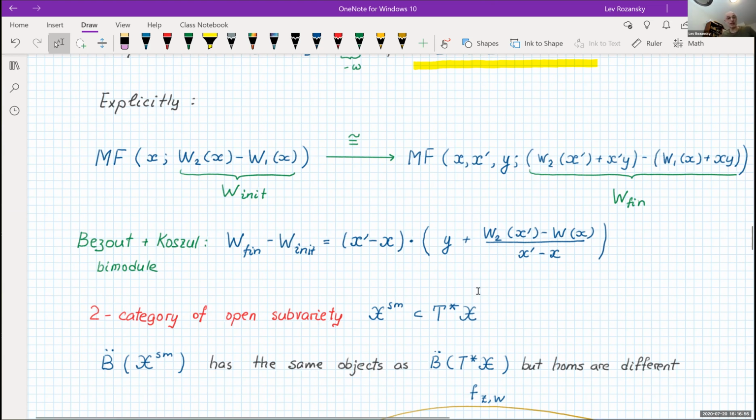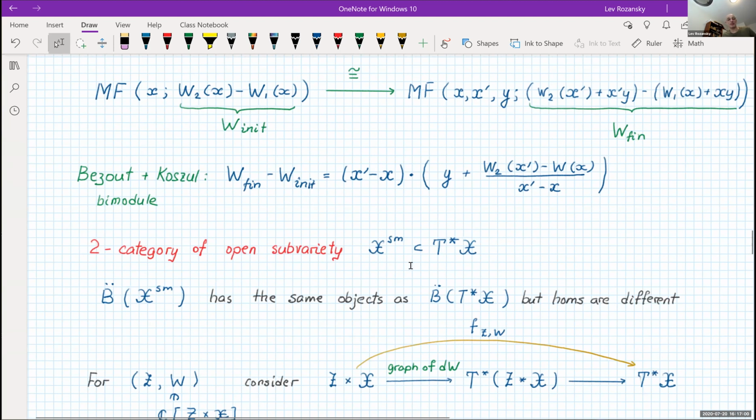To finish maybe today, let me talk about the category of open subvariety. This is an important subject because it allows us to take account of stability in the definition of Nakajima varieties. What if you want to limit yourself to an open subvariety of T star X? I call it XSM. The objects will be the same as in the old category, but homs will be different. What's the geometric idea? An object is something growing over a Lagrangian subvariety, and morphisms are coherent sheaves over the intersection. But now you want to exclude from this intersection a certain piece which you threw away from T star X.